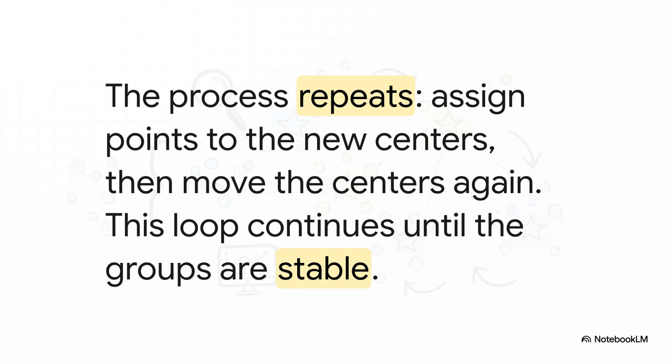See, because the center's moved, some of the dots on the edge might now be closer to the other team's center. So we reassign all the dots. Then we move the centers again to the new middle. And this loop just keeps going. Assign, move, until no dots switch teams. Once everything stops changing, the groups are locked in, and the job is done.